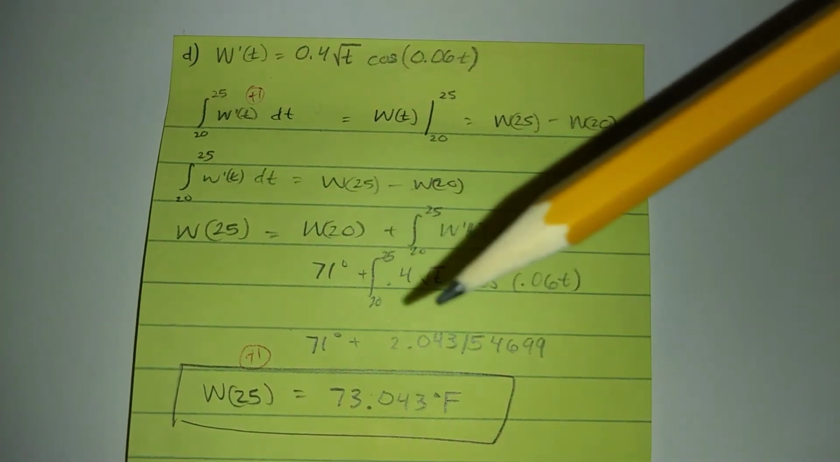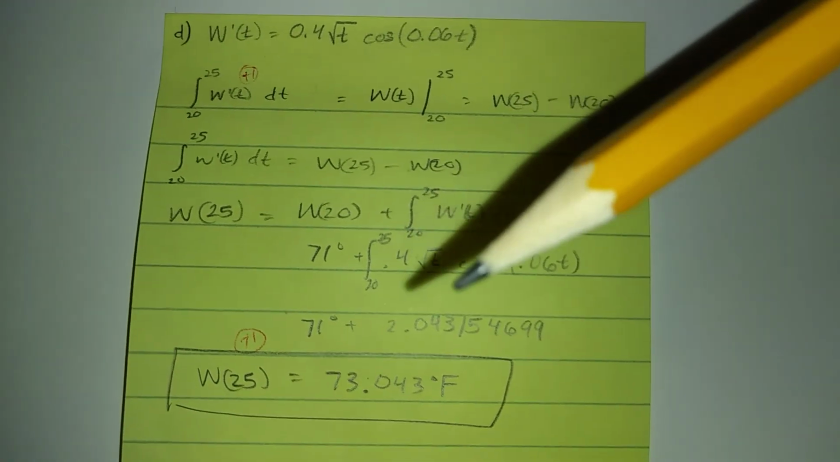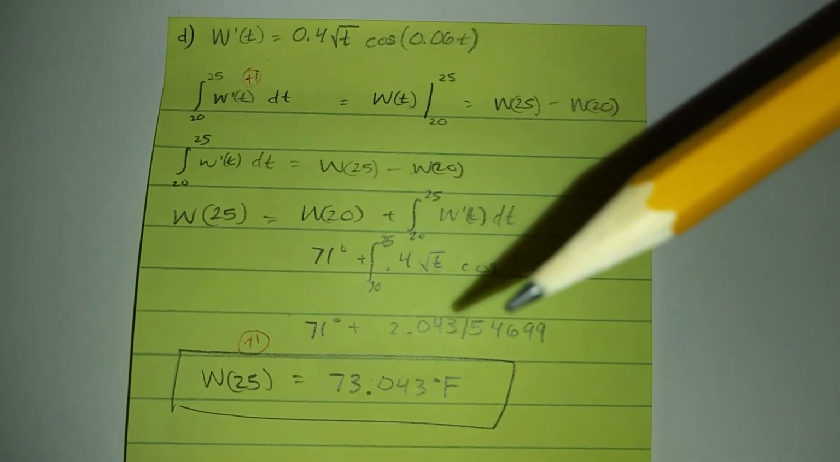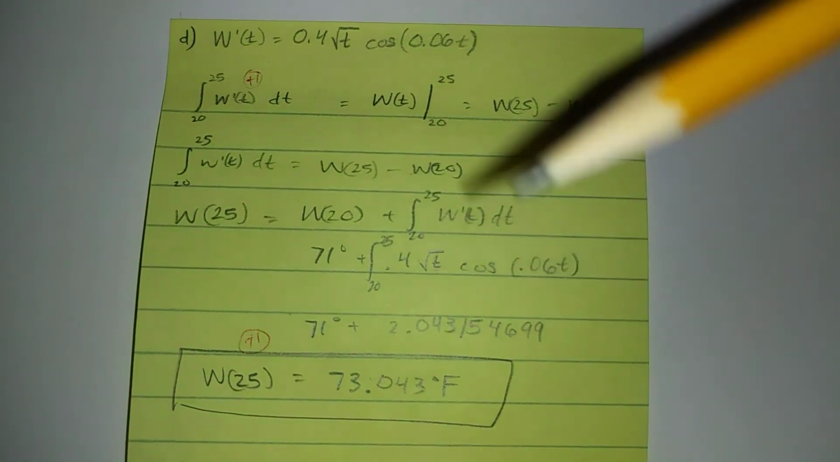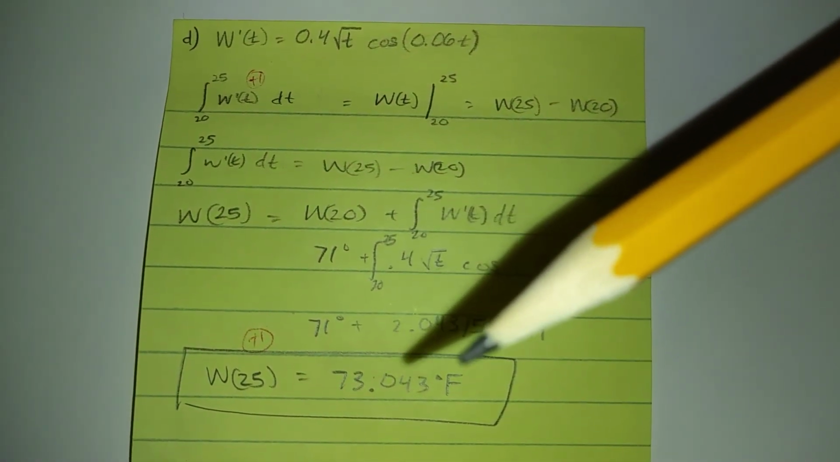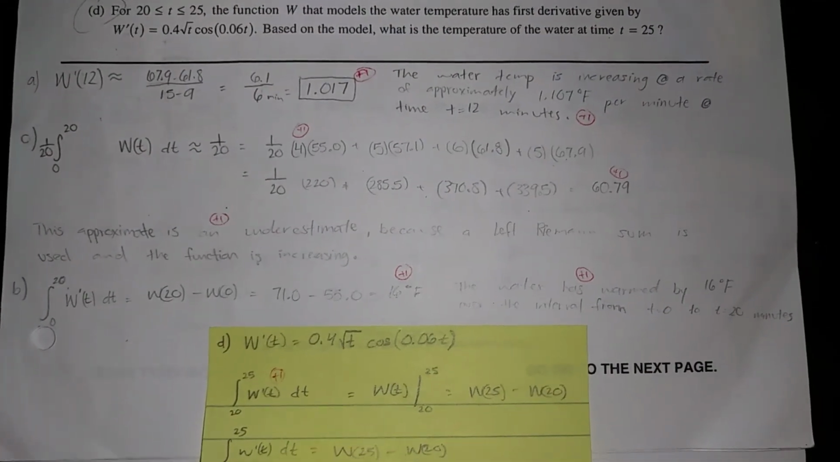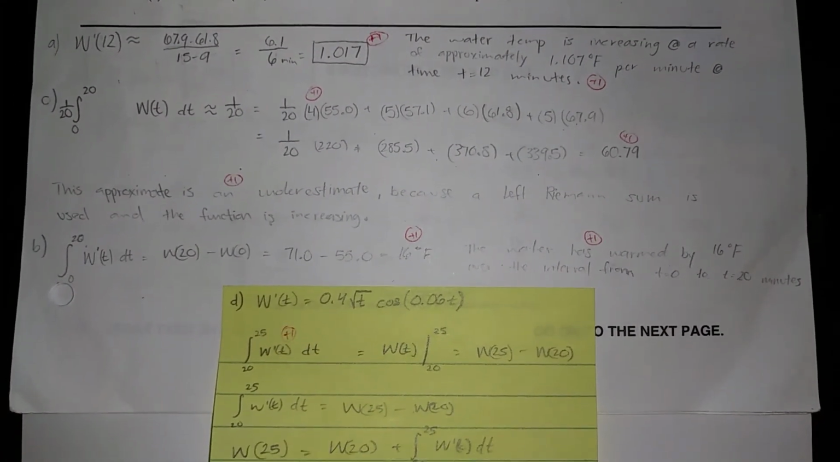Once I input this into the calculator, this would give me the area under the curve, which would equal 2.043154699. Therefore, W(25) equals 73.043 degrees Fahrenheit. And this is the 2012 Tabular FRQ.